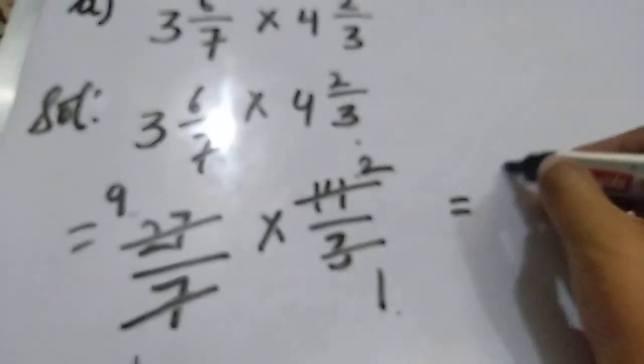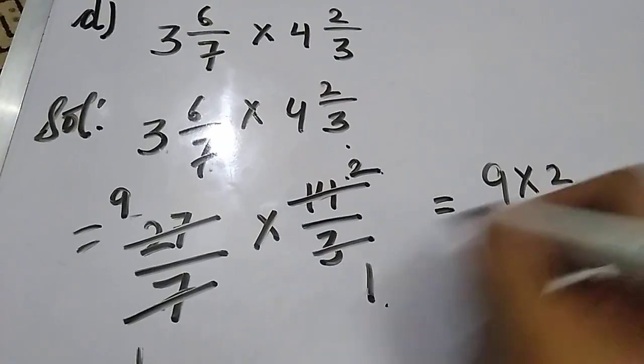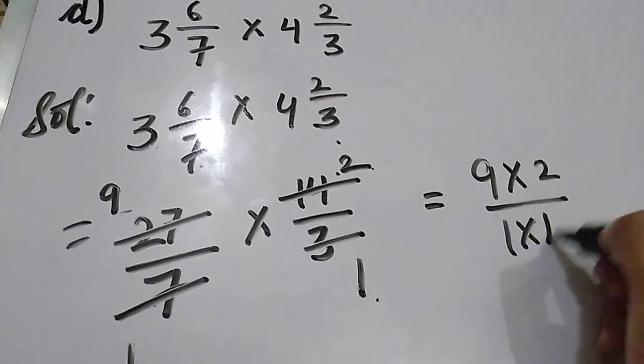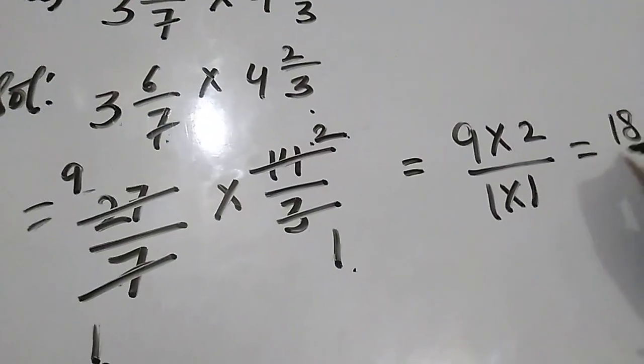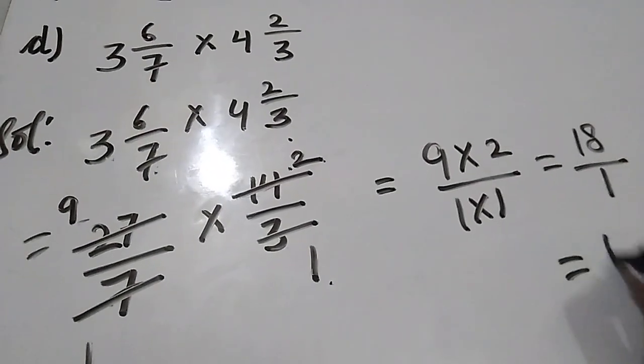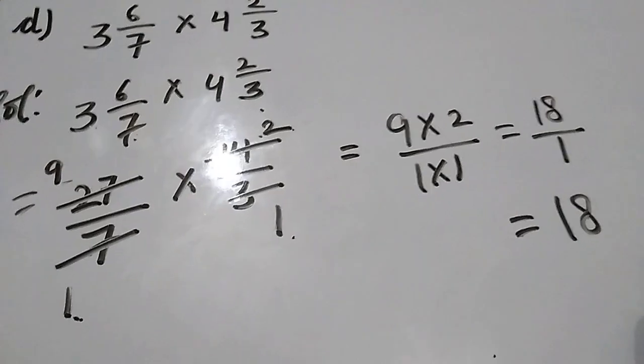Then 9 multiply by 2, and 1 multiply by 1. So 9 twos are 18, 18 by 1, which equals 18. So this is your answer.